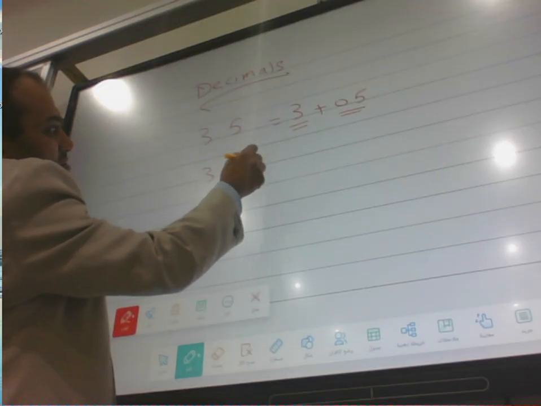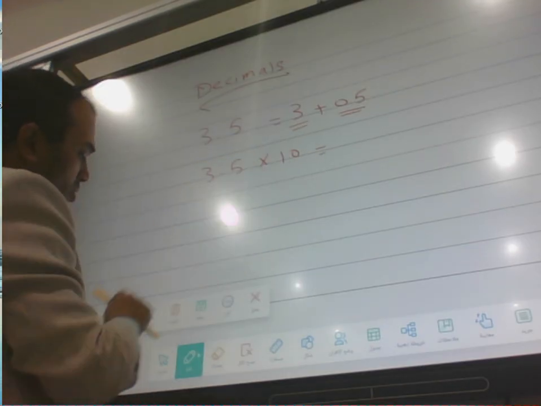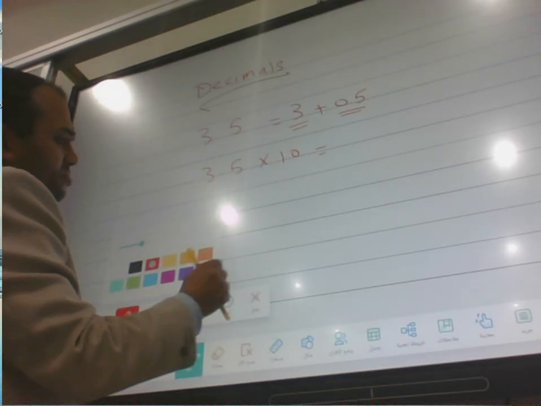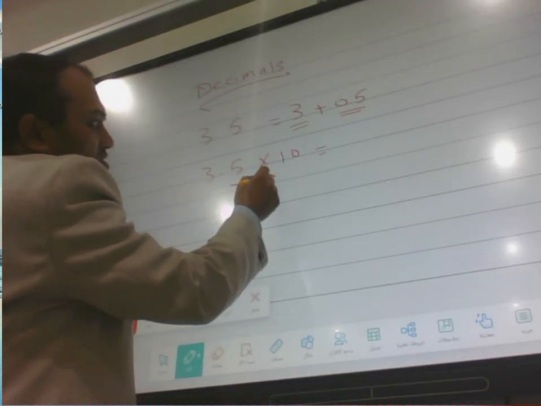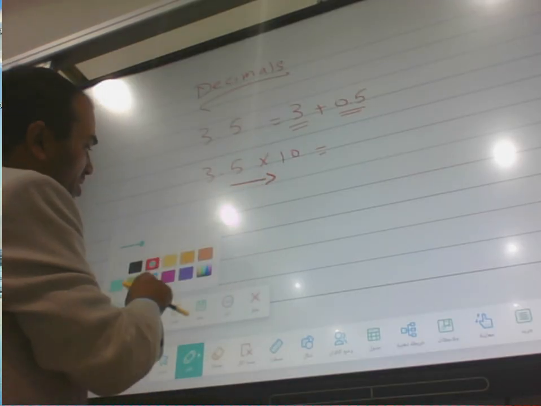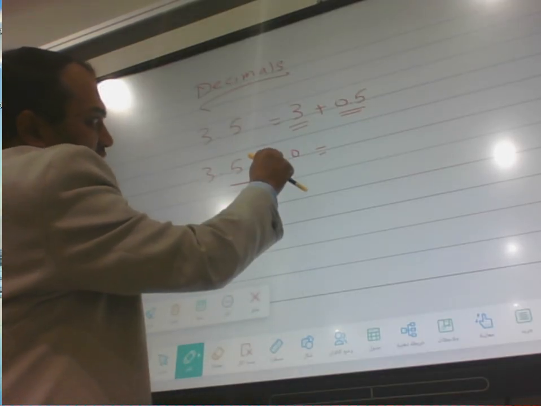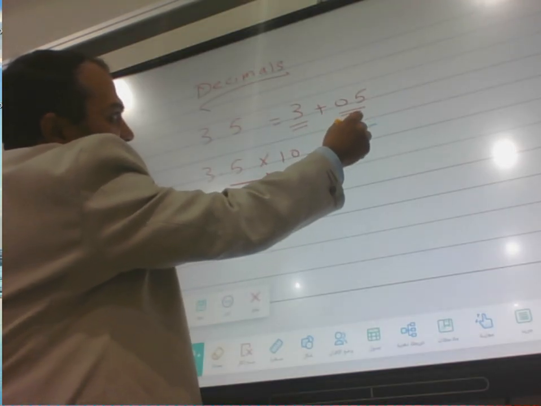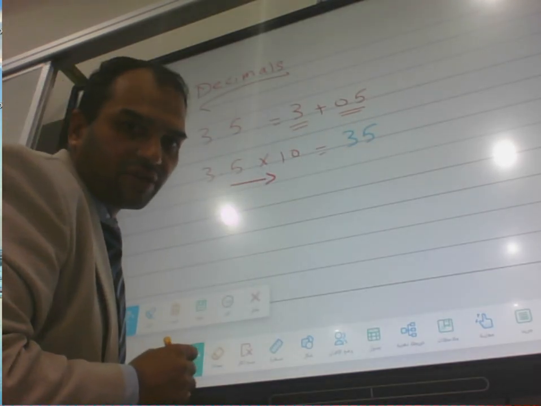3.5 multiplied by 10. To find the answer, move the point to the right by one place. If you multiply by 10, move the point right by one place, the result will be 35. Okay, then the answer here will be 35.